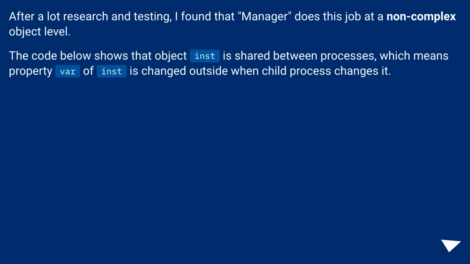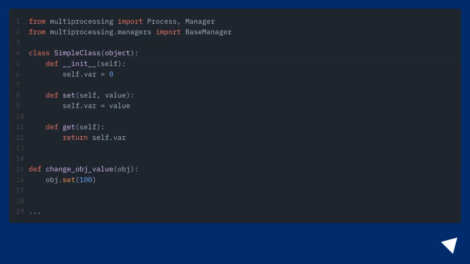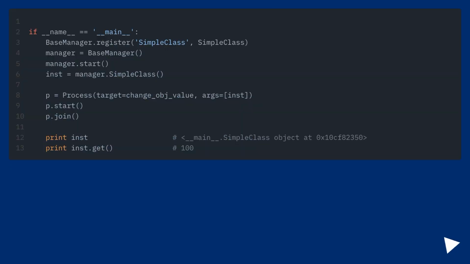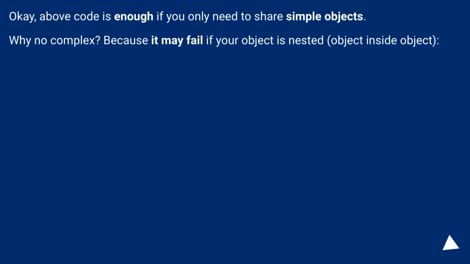After a lot of research and testing, I found that Manager does this job at a non-complex object level. The code below shows that object inst is shared between processes, which means property var of inst is changed outside when the child process changes it. Okay, the above code is enough if you only need to share simple objects. Why not complex? Because it may fail if your object is nested, object inside object.